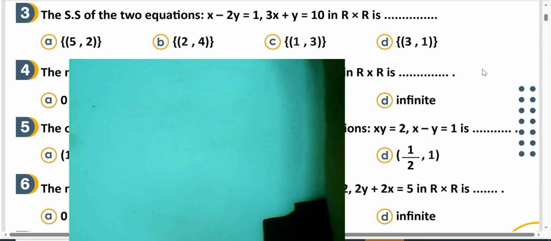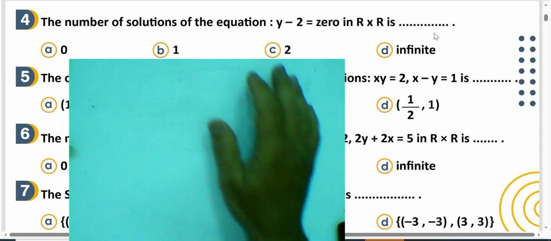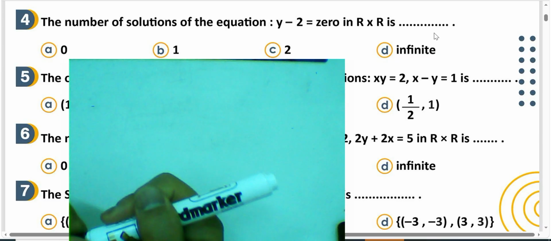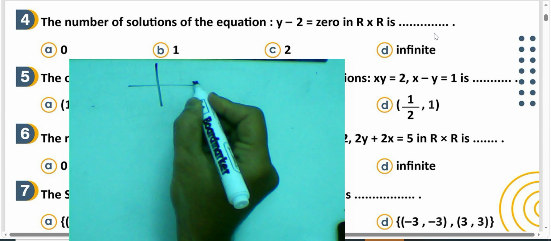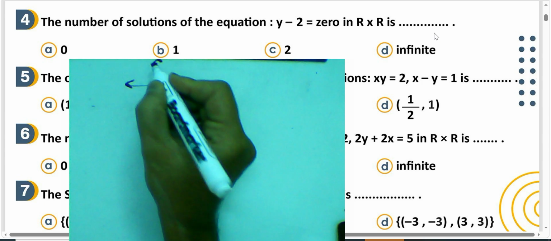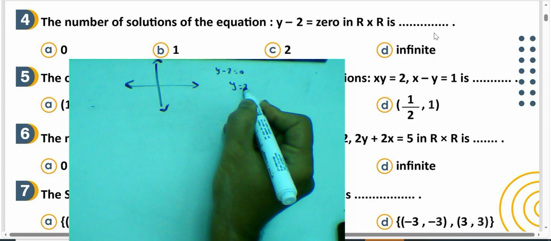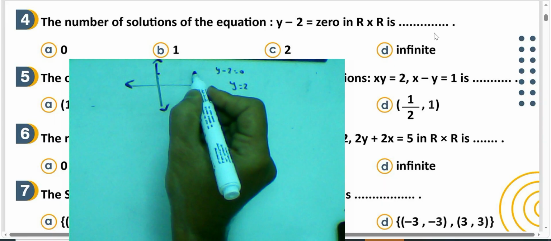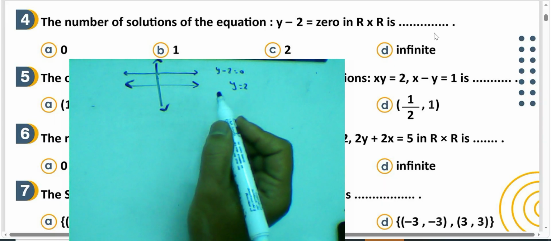Now I will explain question number 4. The number of solutions of the equation y minus 2 equals 0 in R by R. He asks for the number of solutions of y minus 2 equivalent to 0. If we draw a straight line here, y minus 2 is 0, then the value of y will be 2. We can put here 2, 1 and 2, and then draw a straight line. It's parallel to the x-axis. Then we have infinitely many solutions.